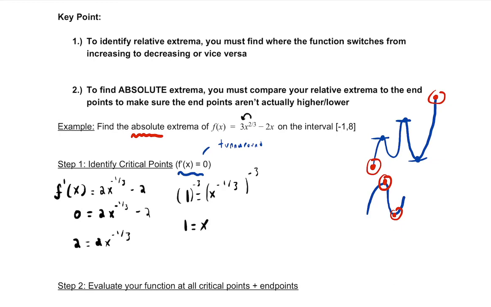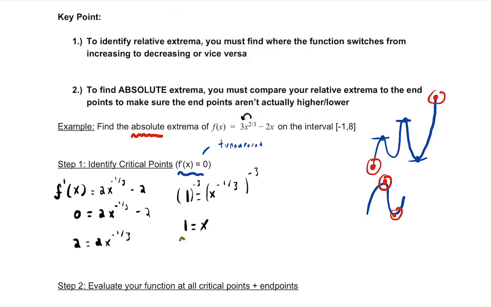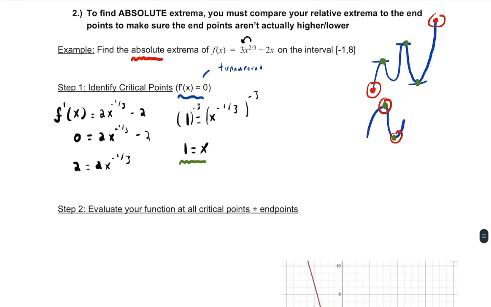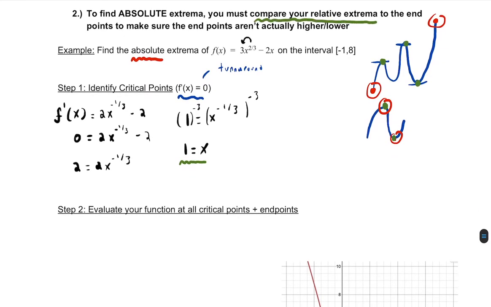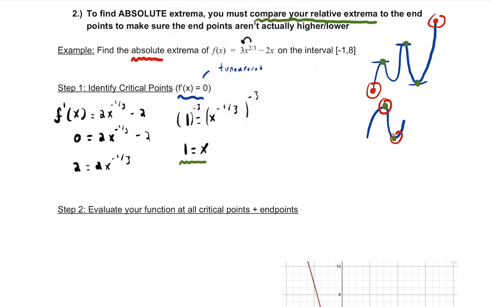So this 1 could either be just a relative min or max, or it could be the absolute max, but we don't know. What we need to do is we must compare the relative extrema to the endpoints. And for this, we go back to the original function. We need to plug in 3 values.